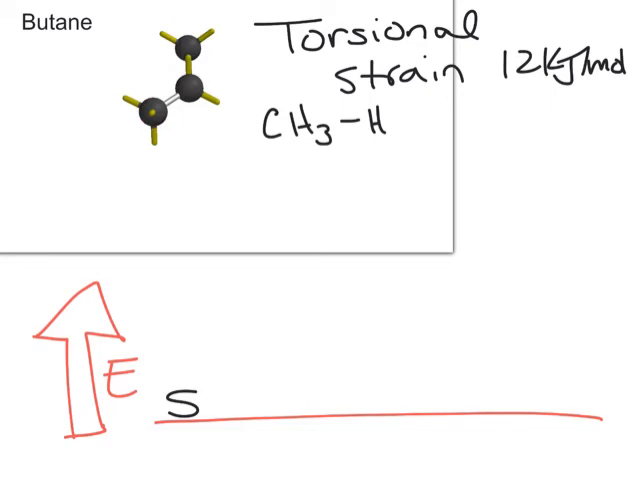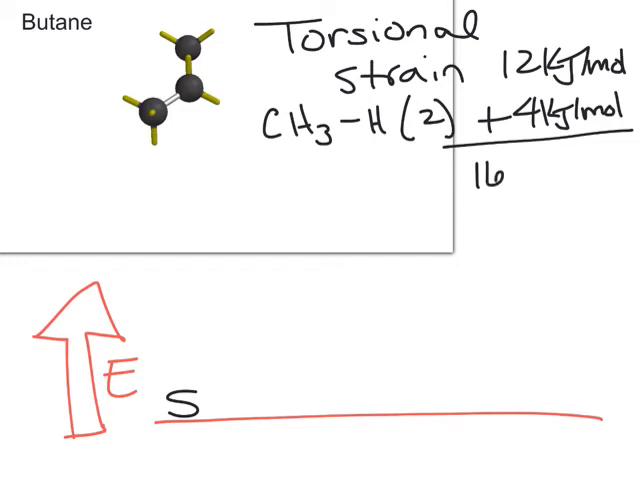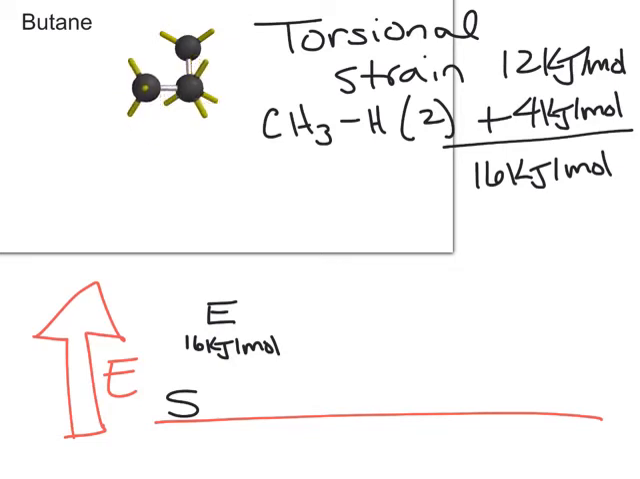So for this example then, since each one of those is 2 kilojoules per mole, we're going to have a 4 kilojoule per mole steric interaction that we're going to need to add. And so altogether in this position, we have 16 kilojoules per mole of strain energy. So I'll put that E in here for our eclipsed conformation, and I'm going to put 16 kilojoules per mole underneath it. Let's hit play so we can watch this molecule rotate again to a staggered conformation right there.